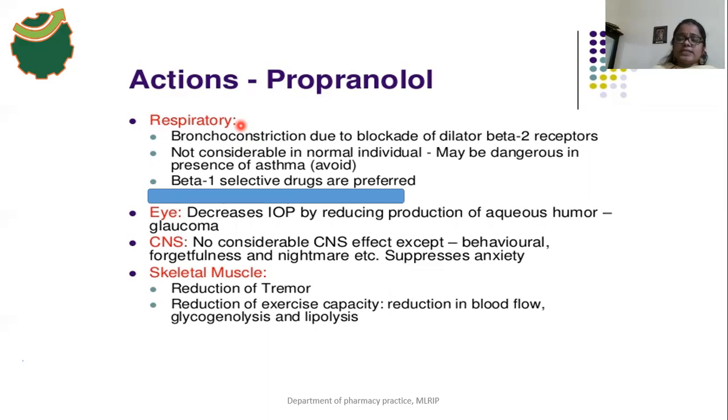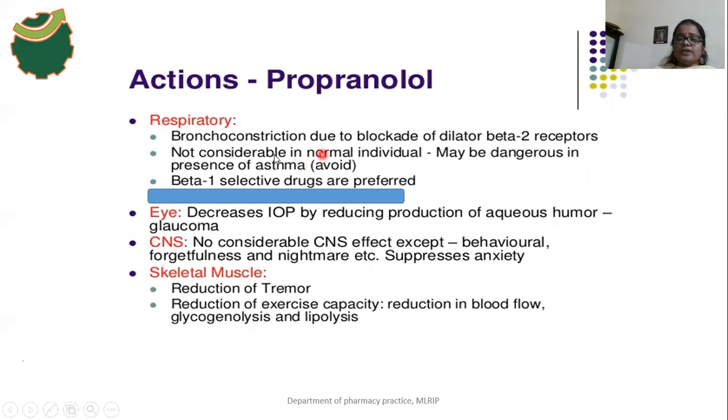So decreased cyclic AMP formation in smooth muscles means there is no inactivation of the MLCK enzyme. So that's why a constriction effect occurs. Okay, so the constriction effect occurs due to blockade of the beta 2 receptors in smooth muscles, and the drug should be contraindicated in asthma patients.